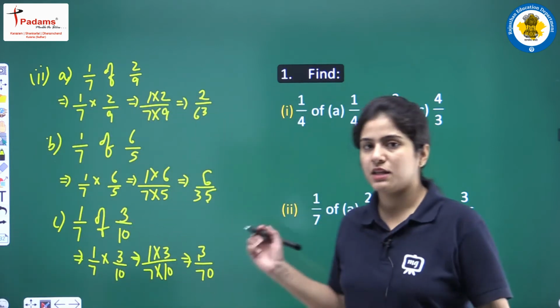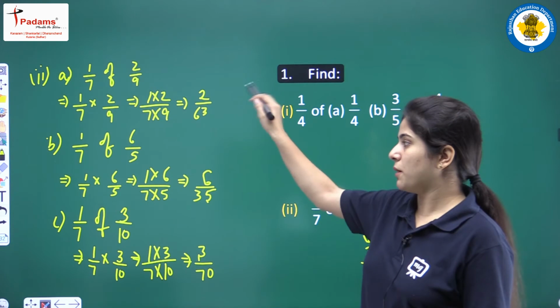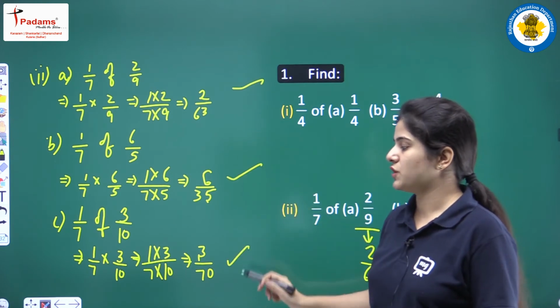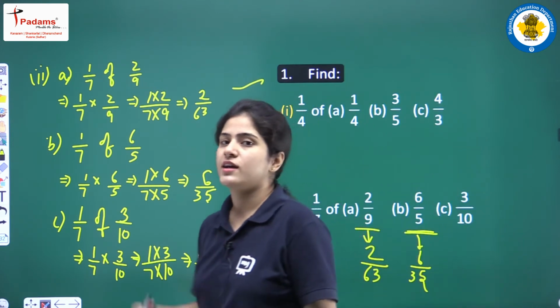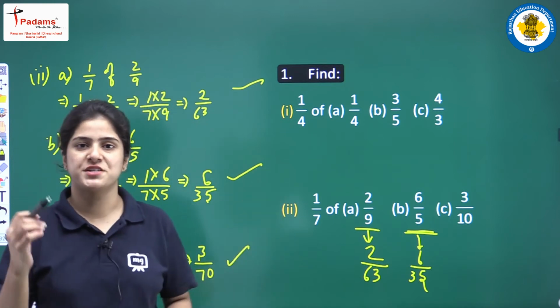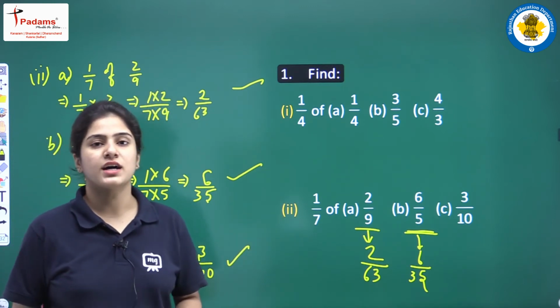Okay, second part's 3 answers: 2 upon 63, 6 upon 35 and 3 upon 70. Alright students. So these are the first 2 parts of the first question. Okay. So let's move to the next question.